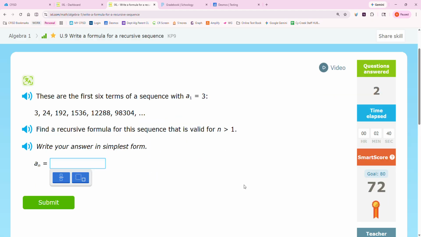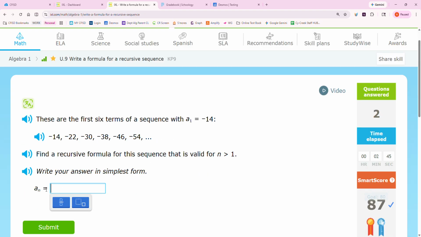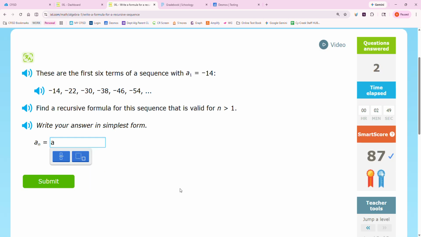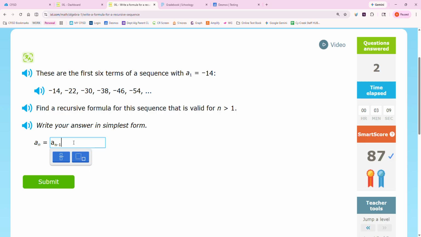Okay. Now let's see if I can get one that is arithmetic. This one is arithmetic. So I'm going to again take my a, n minus 1, and then we are going to add, let me see, that's going to be negative 22 minus 14 gives me negative 8. So we are going down by 8. So I'm just going to subtract 8.